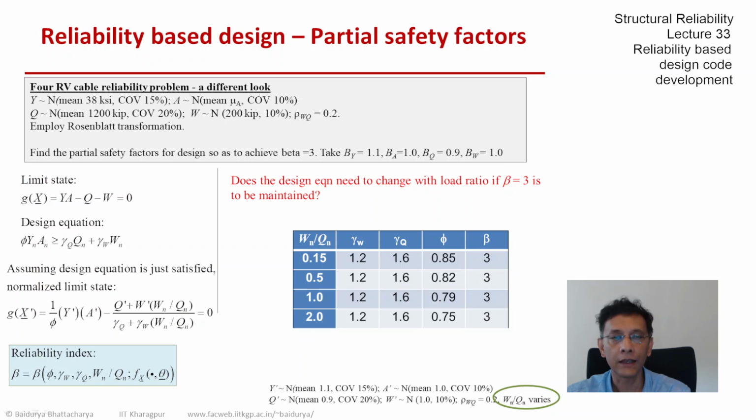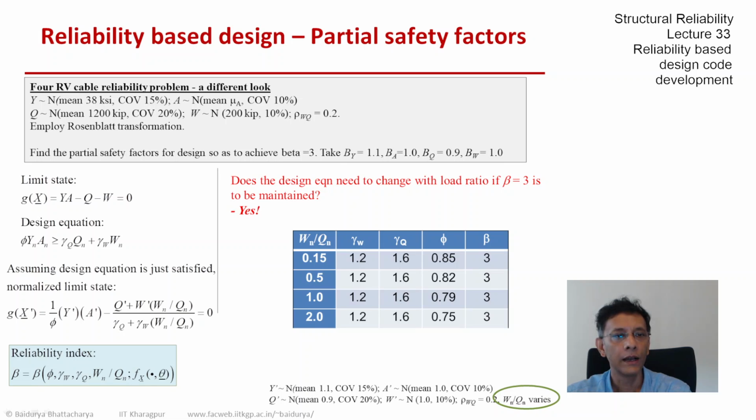Would, as I hinted a little earlier, some sets of partial factors be better than others in trying to stay close to beta as the Wn over Qn design situation changes? So let's take a look at this.